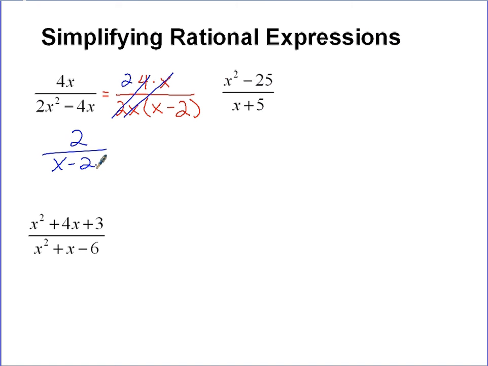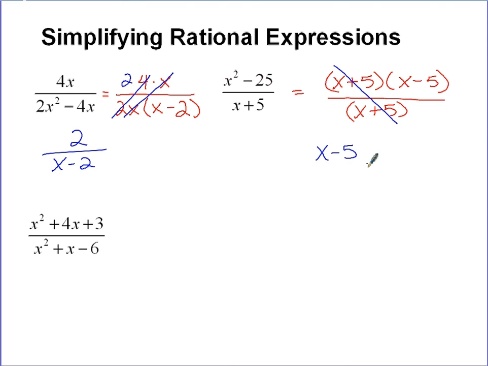Okay, on the problem on the right, we have a difference of 2 squares. So that can be factored to x plus 5 times x minus 5. And the bottom, x plus 5, cannot be reduced, so I'm just going to have to leave it as it is. Now this can be reduced because there's an x plus 5 on the bottom and the top, so those are both going to cancel out, and I'm going to be left with x minus 5.